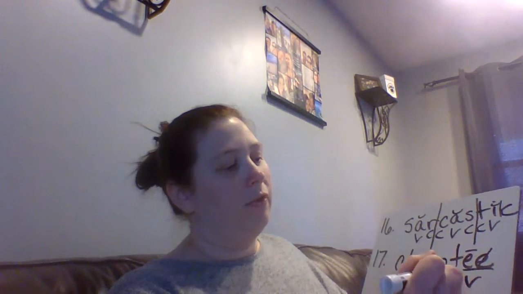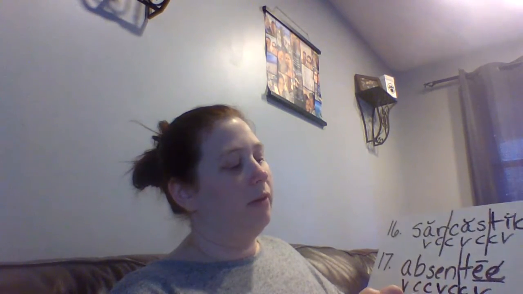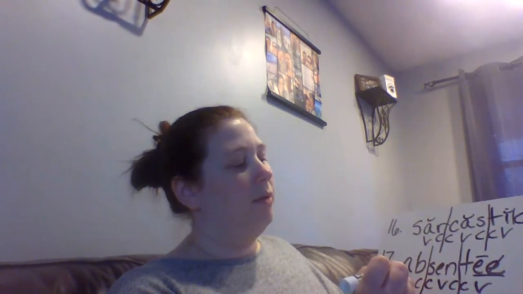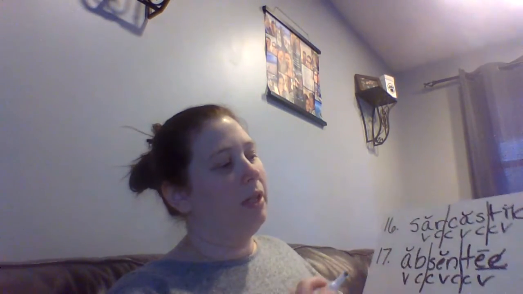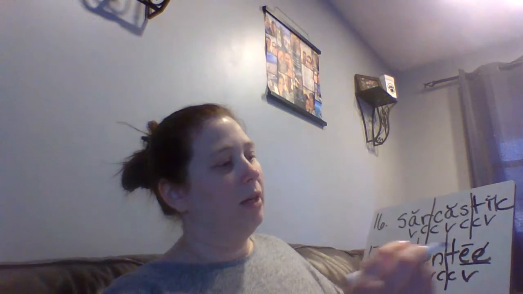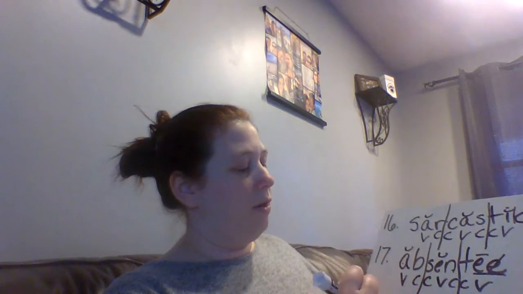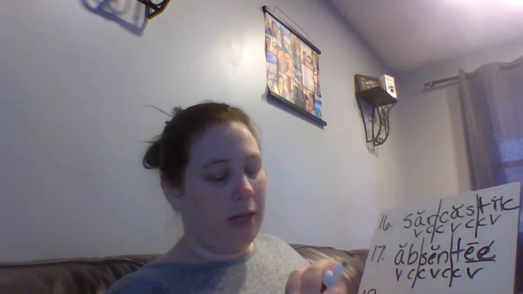So we'll separate our syllables here between our two consonants. And here we have vowel, consonant gets a breve, vowel, consonant gets a breve. And then we already have our EE there at the end that we underlined, our digraph.